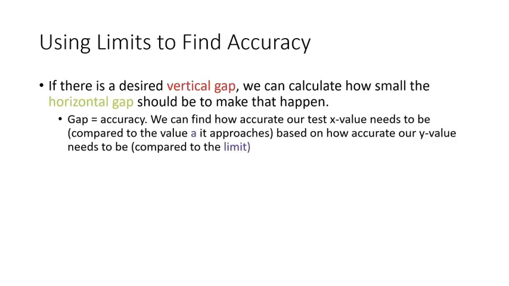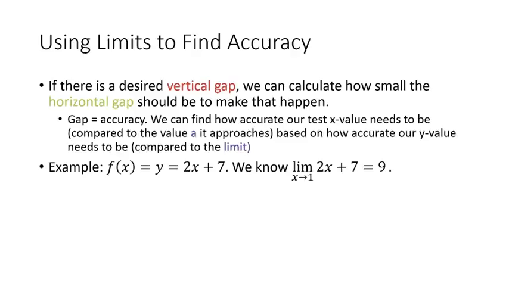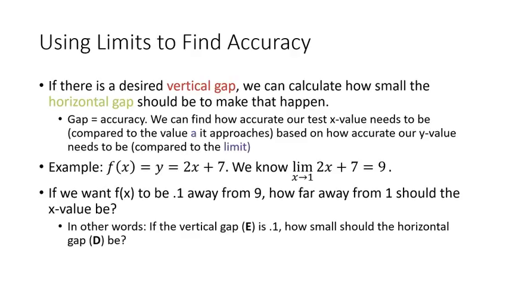Now we can use limits to find these gaps. Let's go to an example. Our function is 2x plus 7. We know that the limit as x approaches 1 is 9. We want the function to be 0.1 away from 9. How far away from 1 should the x value be? In other words, if the vertical gap epsilon is 0.1, how small should the horizontal gap delta be?